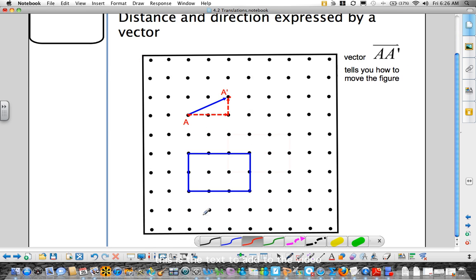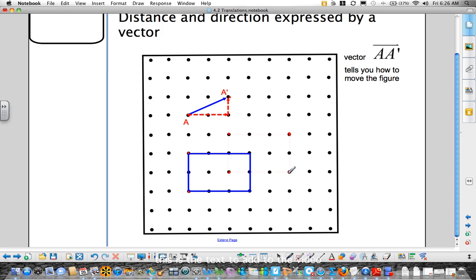So if I wanted to translate this figure using that vector, I would look at the vertices of my figure. I'm going to take this point here and move it 2 units to the right and 1 unit up. So now it's going to be here. I'm going to take this point, move it 2 units to the right and 1 unit up. And then we'll do the same with the bottom. Take this point and move it 2 units to the right, 1 unit up, and the last corner 2 units to the right and 1 unit up.